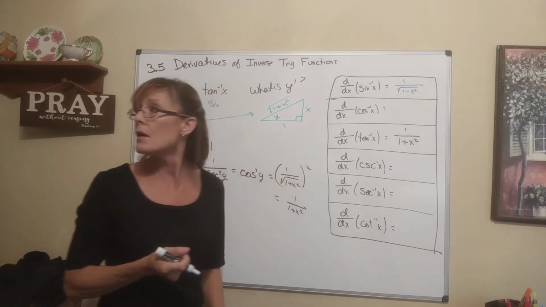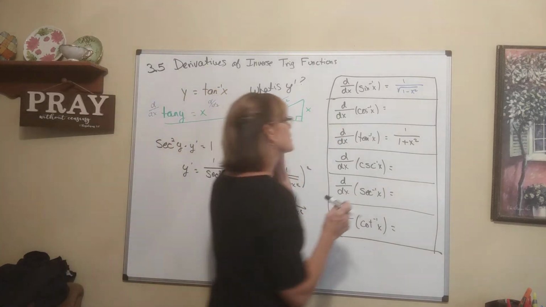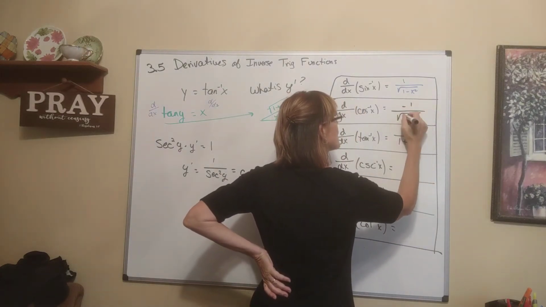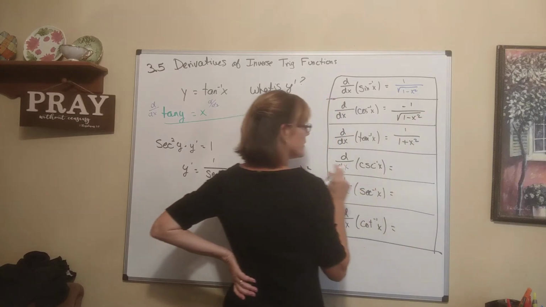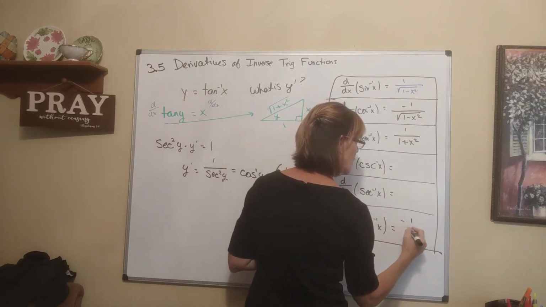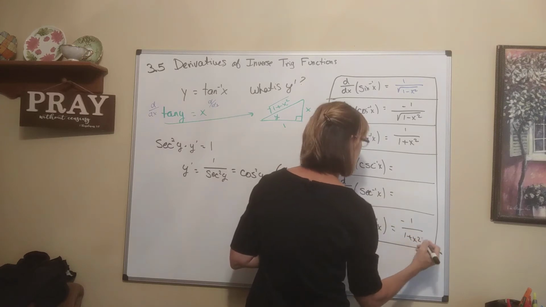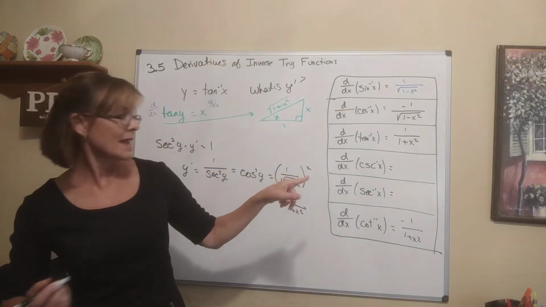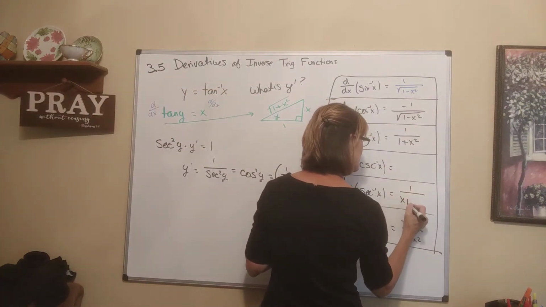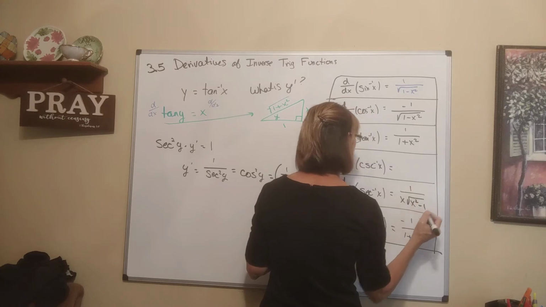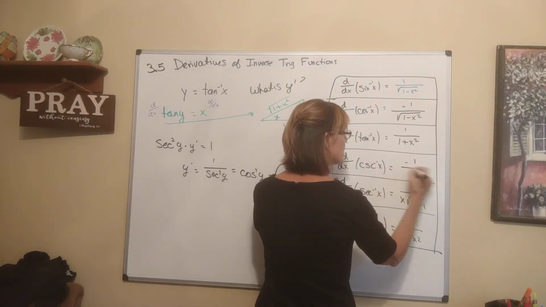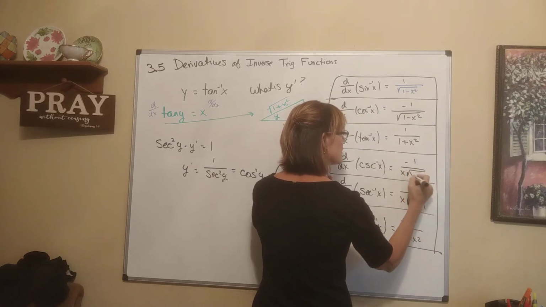But it's also a good idea to memorize these. The derivative of cosine inverse is negative 1 over the square root of 1 minus x squared. The derivative of cotangent inverse is negative 1 over 1 plus x squared. The derivative of secant inverse x is 1 over x times the square root of x squared minus 1. And the derivative of inverse cosecant is negative 1 over x times the square root of x squared minus 1.